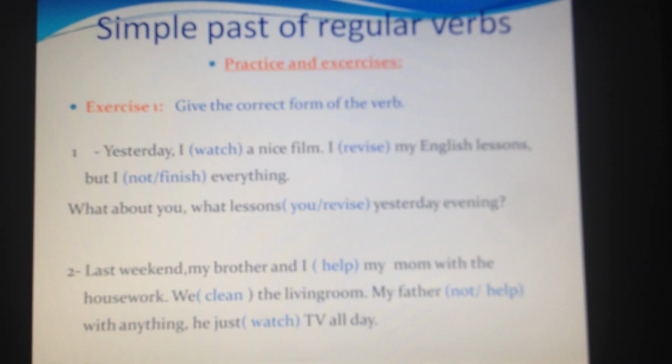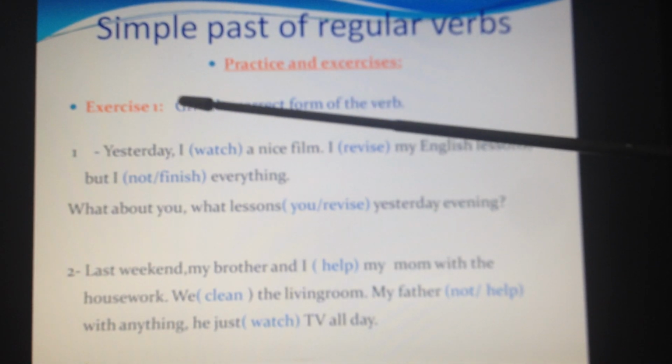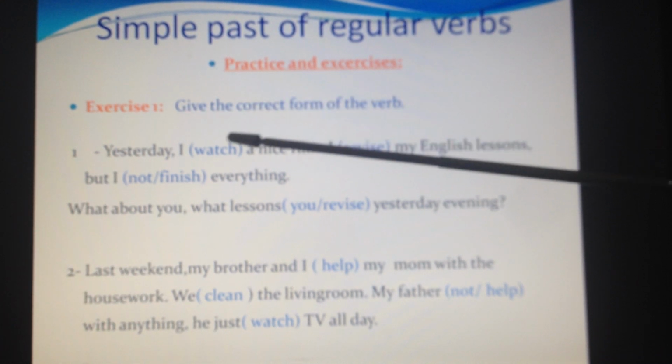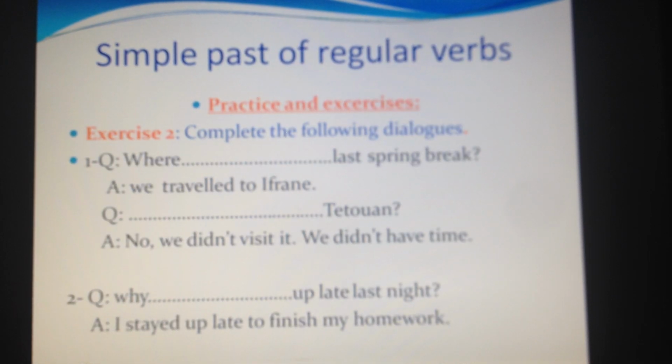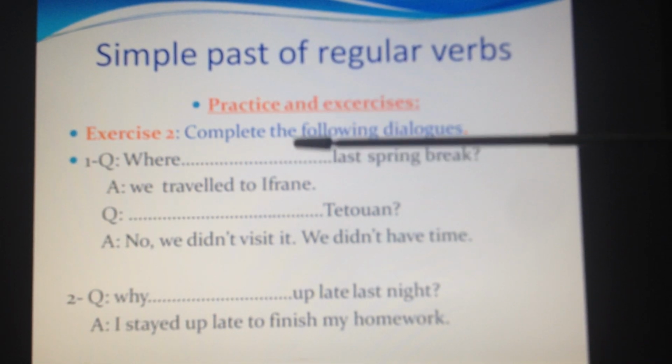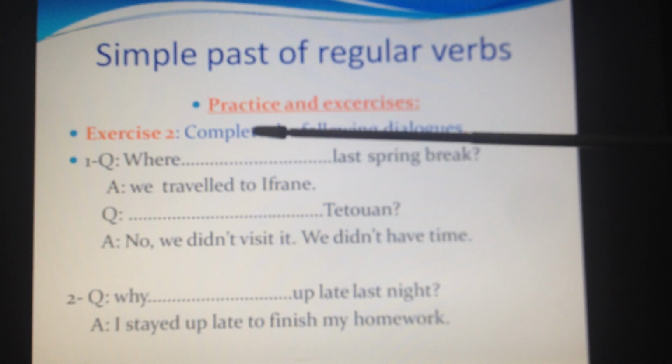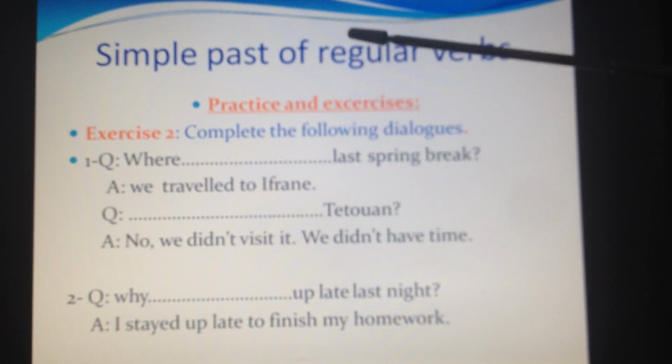All right, let's move on now to some practice, some exercises. The first exercise, give the correct form of the verbs you have here between brackets. So some of these are affirmative, some are negative, and some are interrogative. So read them carefully, do the exercise, and we'll get back to correction. Exercise 2. Let's see if you can use the simple past form in questions. Okay, complete the following dialogues. All right.